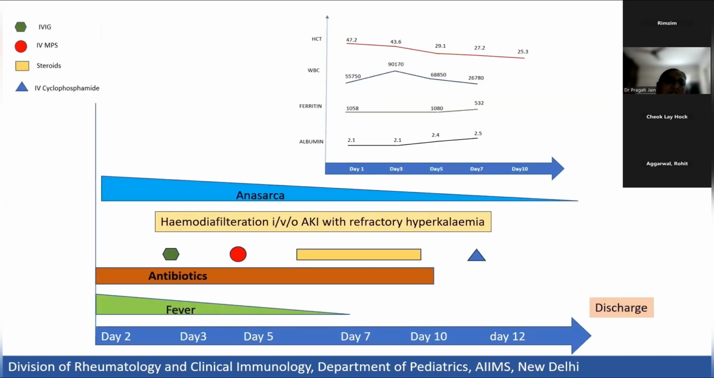Since we had seen the previous two cases, this child was managed with immunosuppressants from the very start. We had given antibiotics for fever, and we gave IVIG initially, then IV methylprednisolone at 30 mg per kg per day for 3 days, then a course of steroids and IV cyclophosphamide. Over the course of 12 days, we saw gradual improvement in the counts and the clinical condition of the child. In between, this child also developed a complication of systemic capillary leak, that is AKI, for which the child underwent hemodiafiltration and gradually recovered.